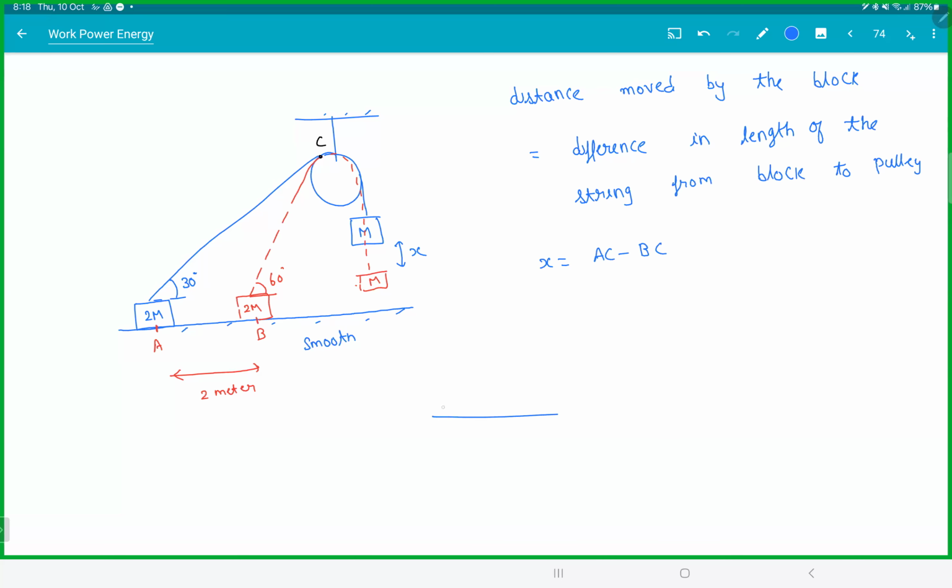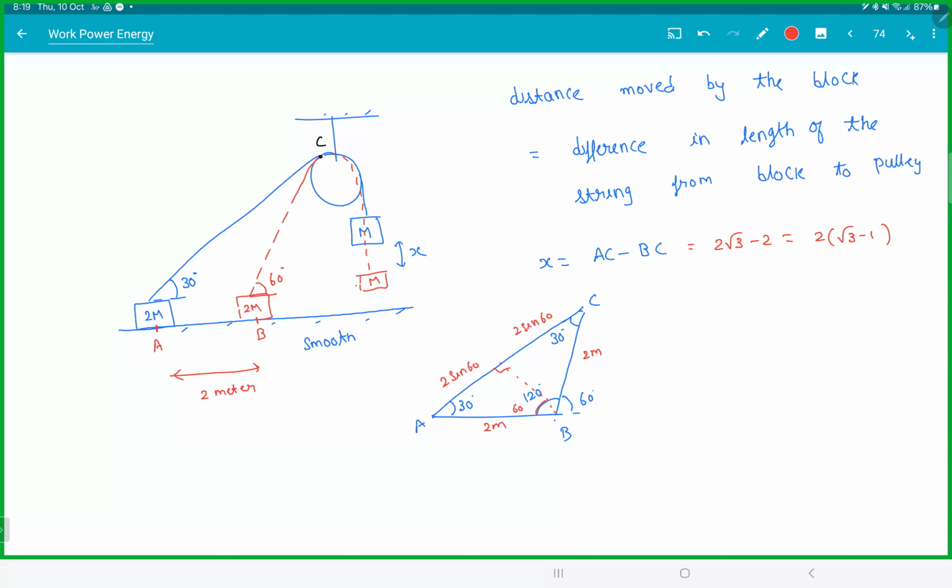How much is AC and BC? Look at this thing. This is an excellent isosceles triangle. This is 30 degrees. This is 60 degrees. So this is 120 degrees. So this is also 30 degrees. This is A, C, and B. So if this was 2 meters, this was also 2 meters. From here, drop a perpendicular, you'll get 60 degrees. This will be 2 sin 60, 2 sin 60. That will be 2 root 3 minus 2. That will be 2 into root 3 minus 1. That is the distance the block m comes down. It's not 2 meters, everyone.